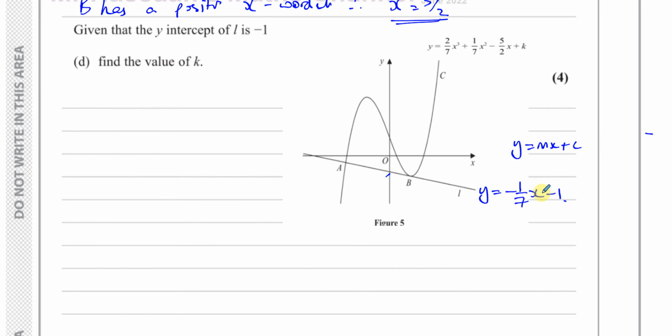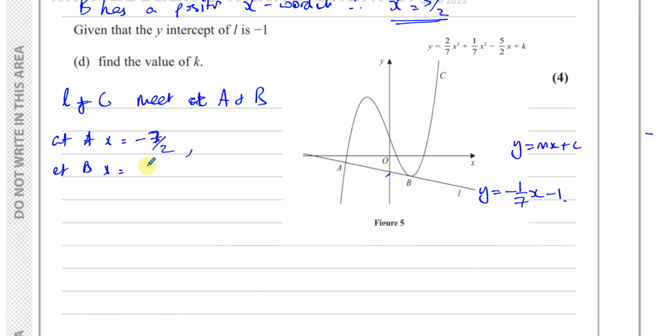So we've got to find the value of k. Now, what I know is that this line and this curve meet in 2 places. So L and C meet at A and B. That's where they meet, 2 places. So we know that at A, x equals -7 over 2, and at B, x equals 3 over 2. Now, we could use either of these 2 facts to solve the equation.